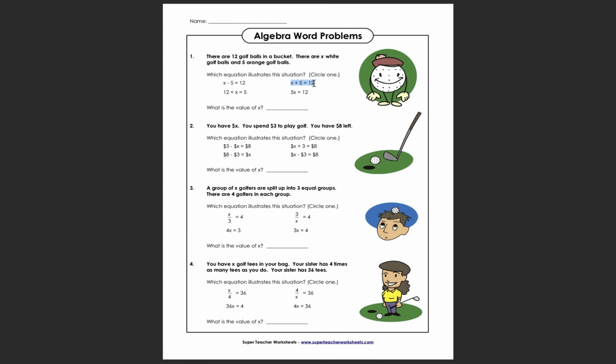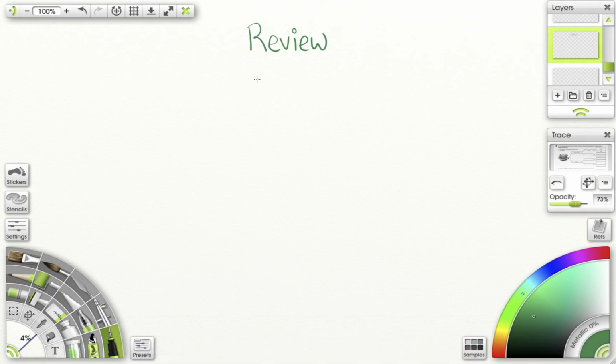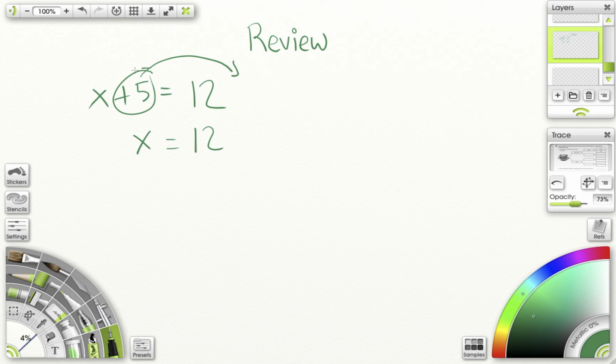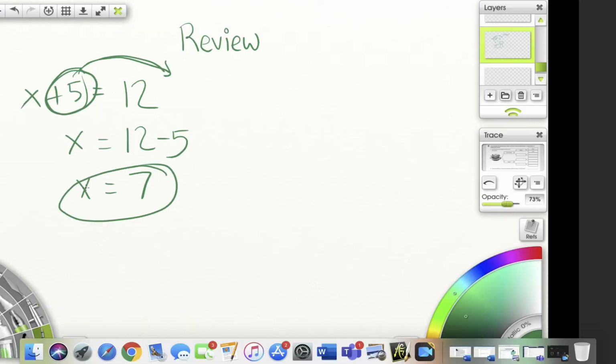There's 5 orange ones plus the number of white ones is equal to 12. How many white golf balls are there? Well, we take our 12. So we have X plus 5 equals 12. In order to figure it out, I take this 5 and move it over here, so my X will be on its own. So I have X, and then we have 12. But remember, with our addition problems, if I bring it over here, it becomes the opposite, which is subtraction. And that becomes 12 minus 5. So X is equal to 12 minus 5, therefore X is equal to 7. So therefore, there are 7 white golf balls in the bucket.